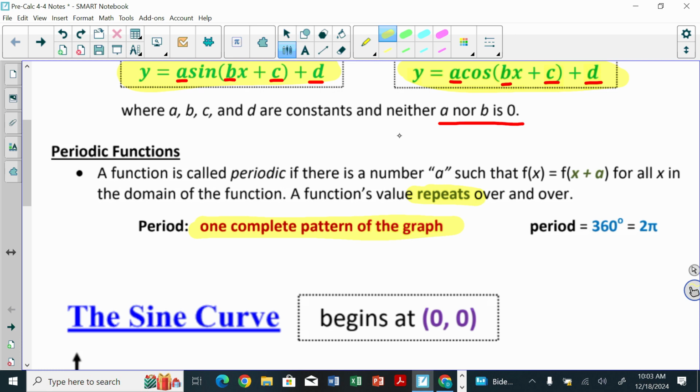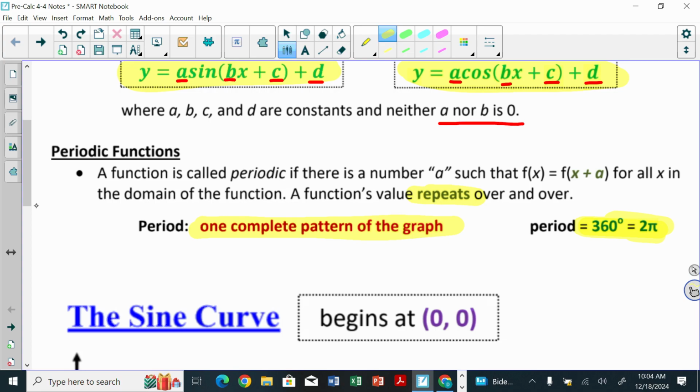And in general, your period is going to be about 360 degrees or 2 pi. There are some things that will change the amount of the period, so they'll stretch it vertically or horizontally and make it a larger or smaller distance before we start to repeat again.